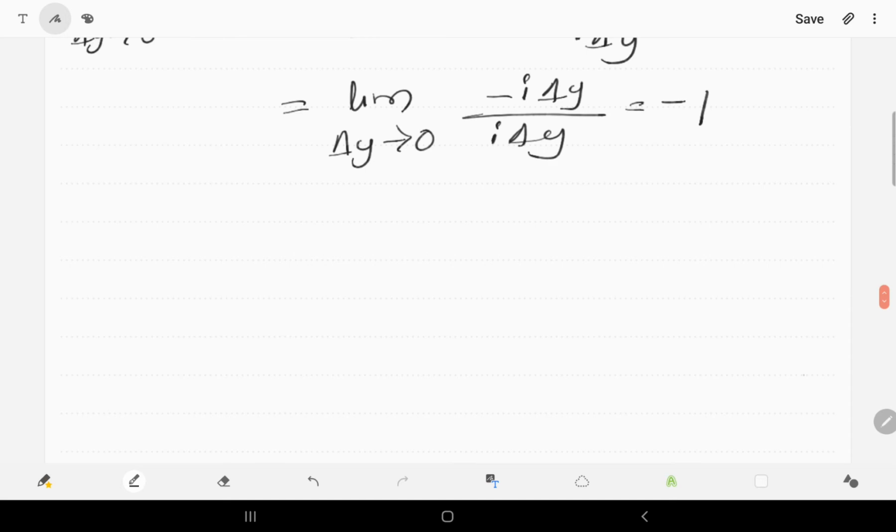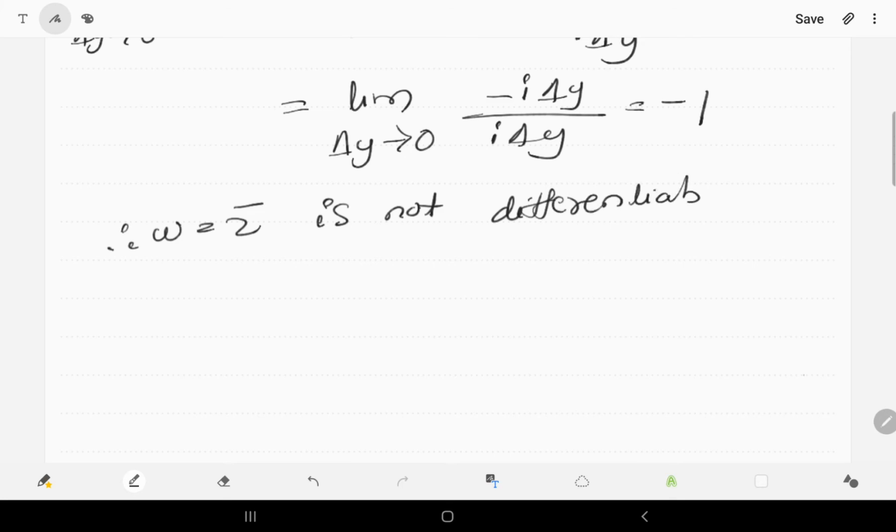So therefore, along the real axis it is plus 1, along the imaginary axis minus 1. It is not a unique value, therefore w is equal to z bar is not differentiable, since although it is continuous, it is not differentiable at any point. Okay.